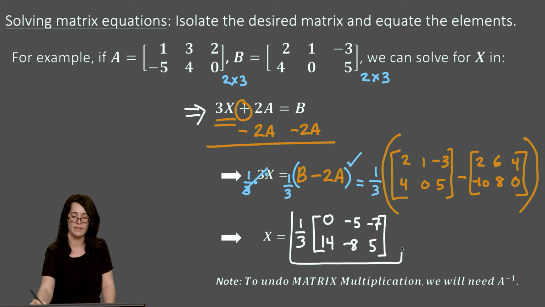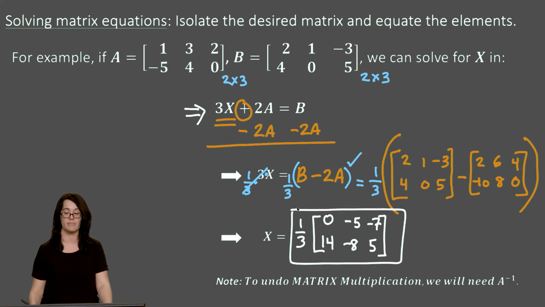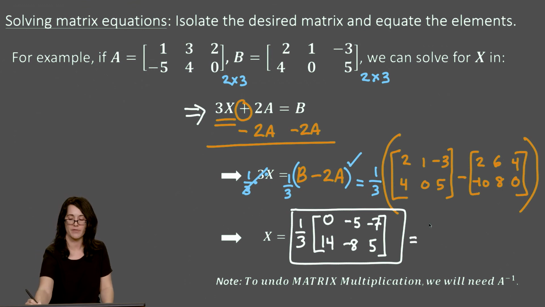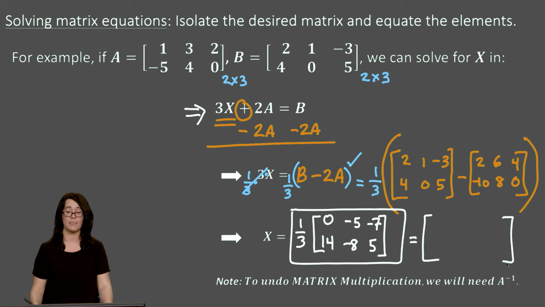So if you told me that the answer is 1/3 times this matrix, 0, negative 5, negative 7 for row 1, 14, negative 8, 5 for row 2, you would technically be correct. However, in the back of a textbook, if you were trying to check your answers, you probably wouldn't see that, because they would expect their students to know how to multiply a matrix by a number or a scalar. To perform scalar multiplication means to multiply every entry by that scalar.